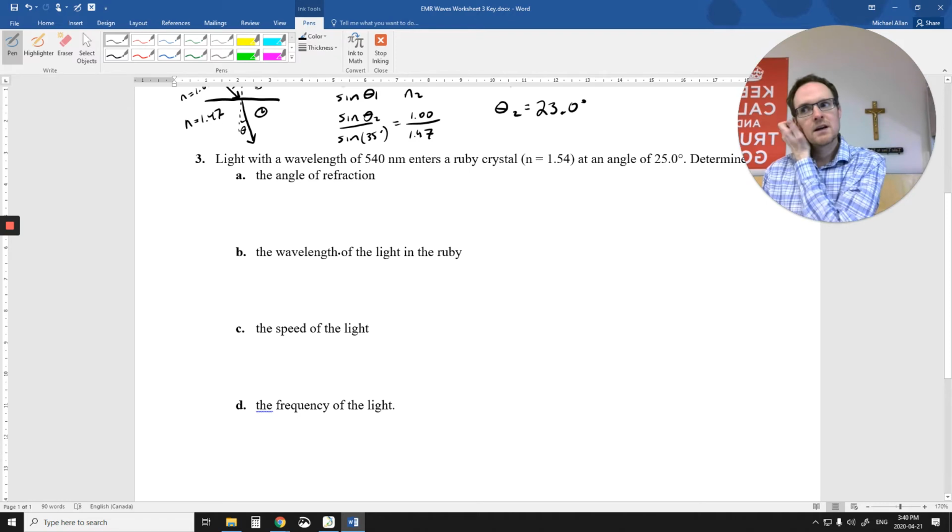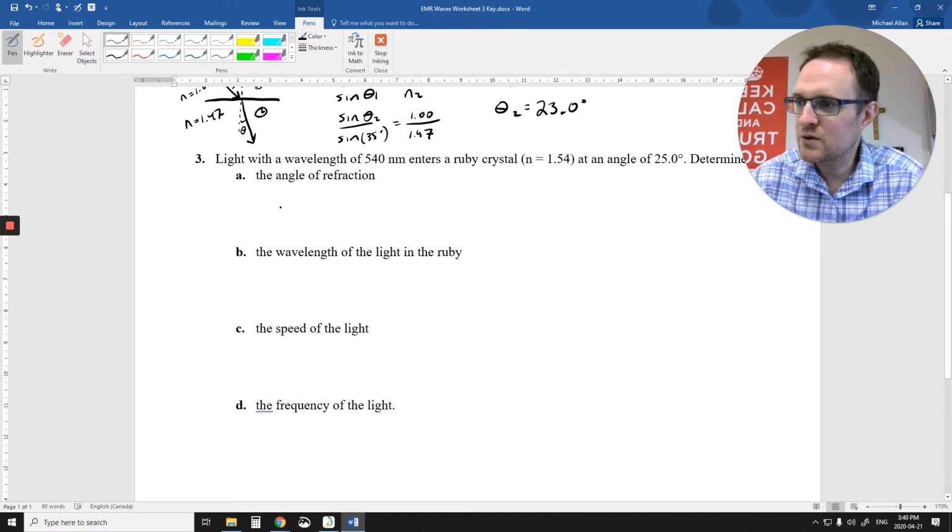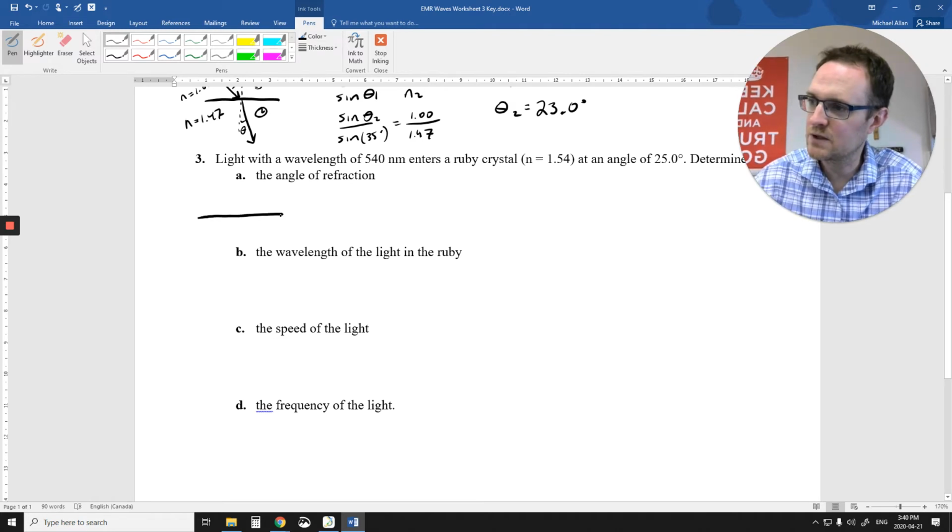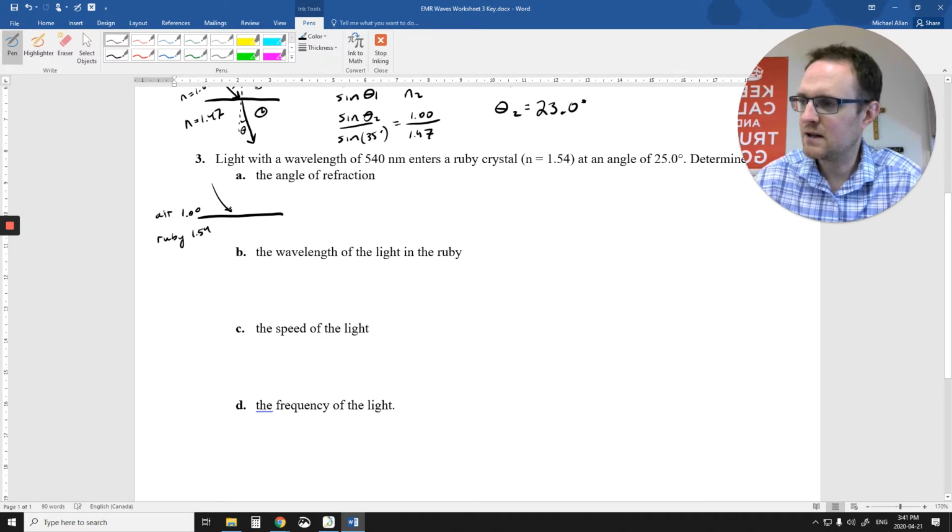All right, so light enters into a ruby at an angle of 25 degrees, so it's very similar to the one we just did. We're going to make the assumption it's coming from air. It's going into the ruby. Its N value is 1.54. It's going to come in at an angle of 25 degrees. It's going to probably bend towards the normal more than the other one too, because the other one was only 1.47.